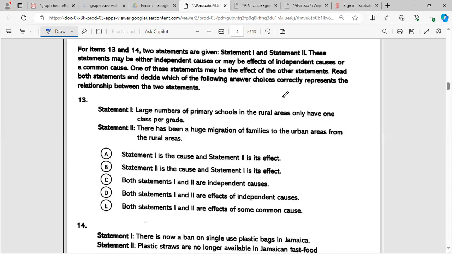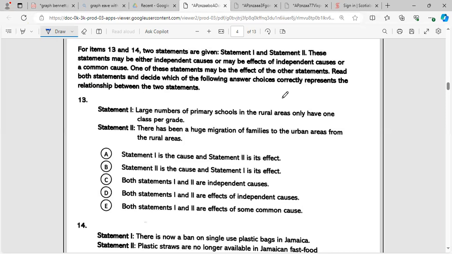Statement 1: Large number of primary schools in the rural areas only have one class per grade. Statement 2: There has been a huge migration of families to urban areas from the rural areas.